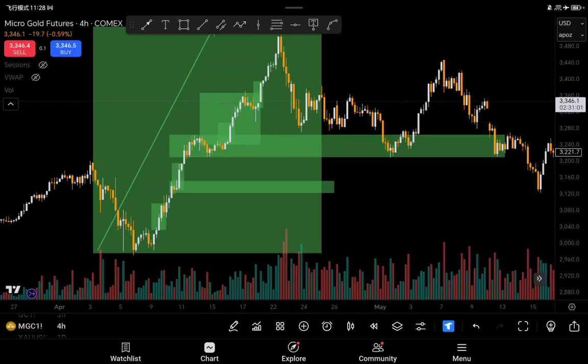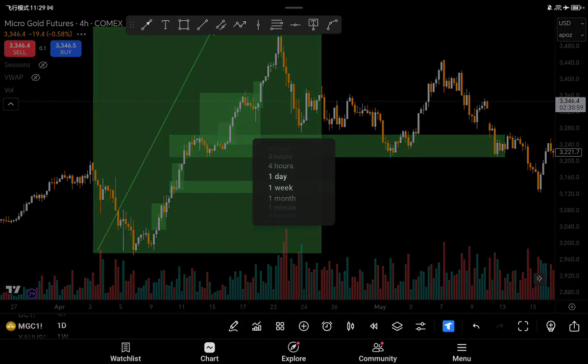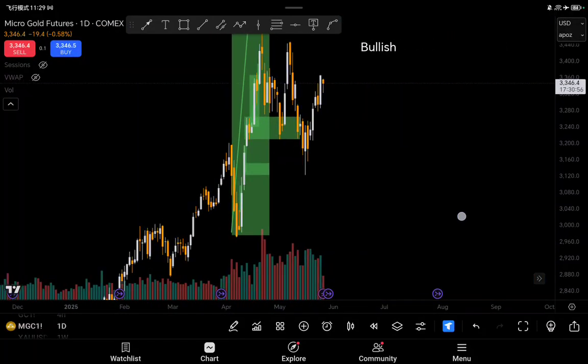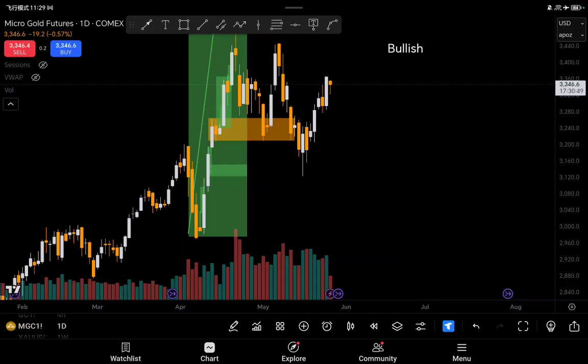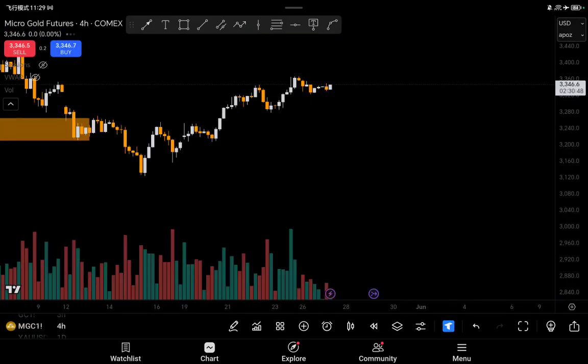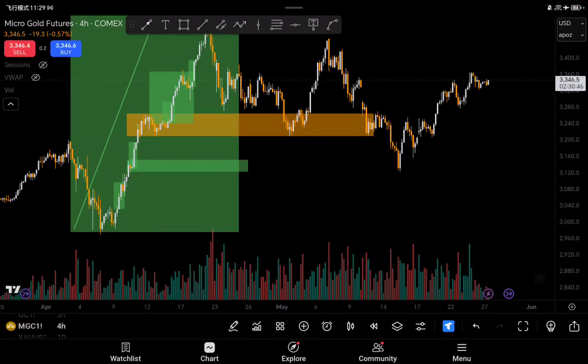This time we already draw the daily zone. We use a different color for the daily zone so that you guys can understand. Okay, orange is the daily. Then for H4 we use the green one.